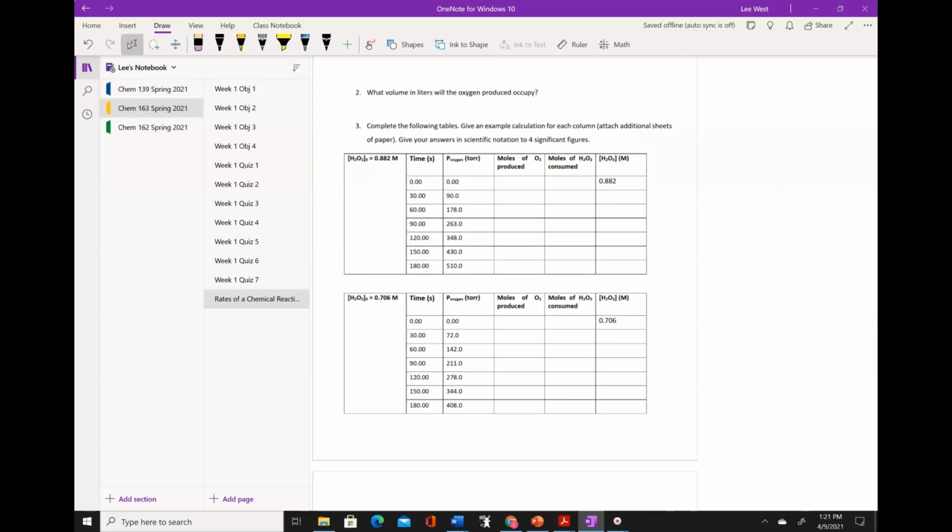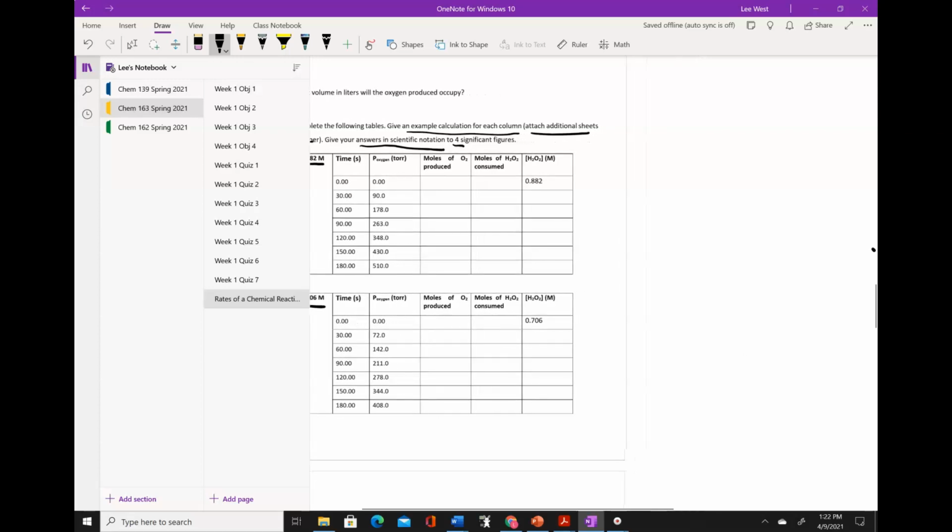So it says complete the following tables. Okay, there's 2 of them, one for each concentration. Right, and what we've got is data of time versus the pressure, just like we had before in the first document. And the first thing that we have to calculate is the moles of O2 produced and the moles of H2O2 consumed. You're also asked to give an example calculation for each column, and obviously there isn't enough space here, so you'll do that on some additional sheets of paper. You're also asked to give your answer in scientific notation to 4 significant figures, so we need to be doing that.